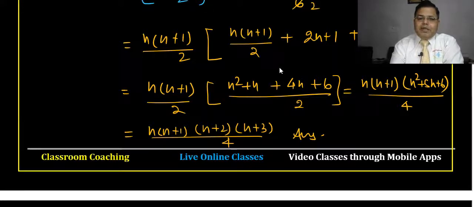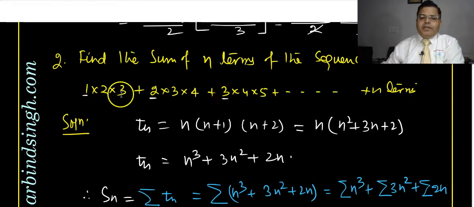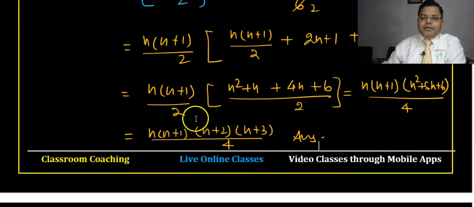For example, if I put here n is equal to 1, then 1 plus 3 is 4, 4 and 4 cancel, and 1 plus 2 is 3, 1 plus 1 is 2, and 1 is 1. So 1 into 2 into 3 is left, and this is the first term, 1 into 2 into 3. Get it? So you can get it.